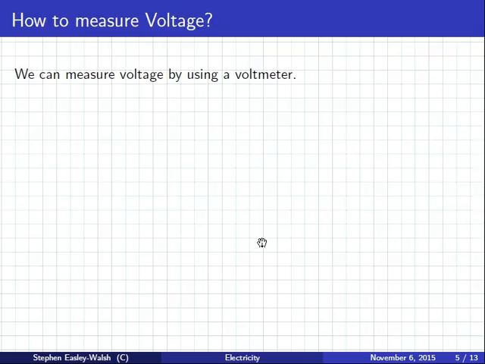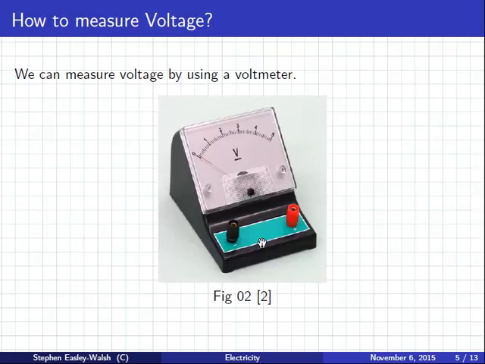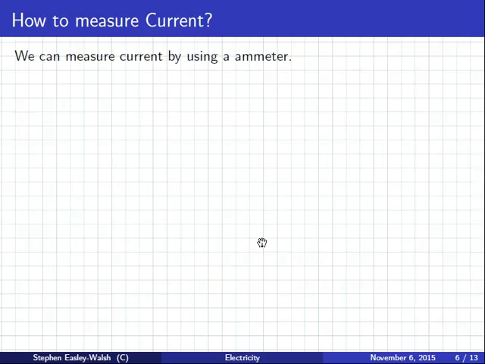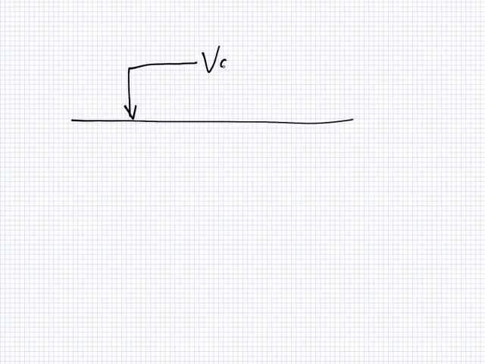How can we measure voltage? We can measure voltage by using a voltmeter. And here's an old-fashioned voltmeter. This is how we can measure voltage. Now, it's extremely important that you understand that you can only measure voltage between 2 points.